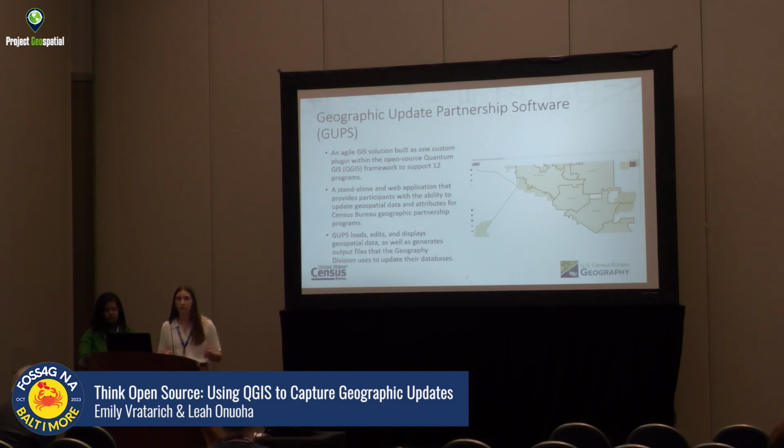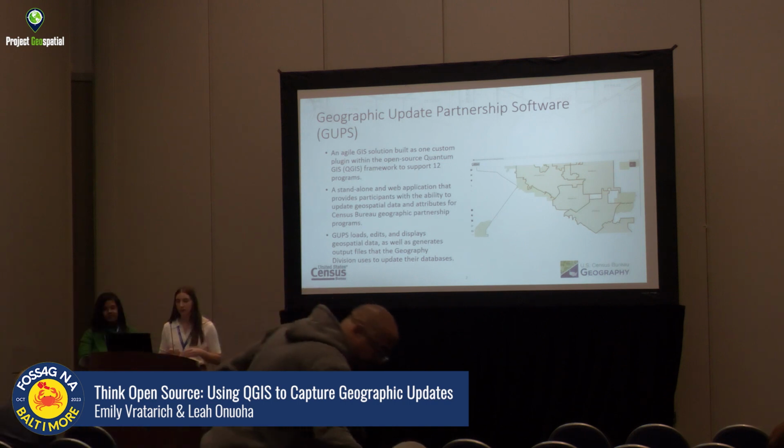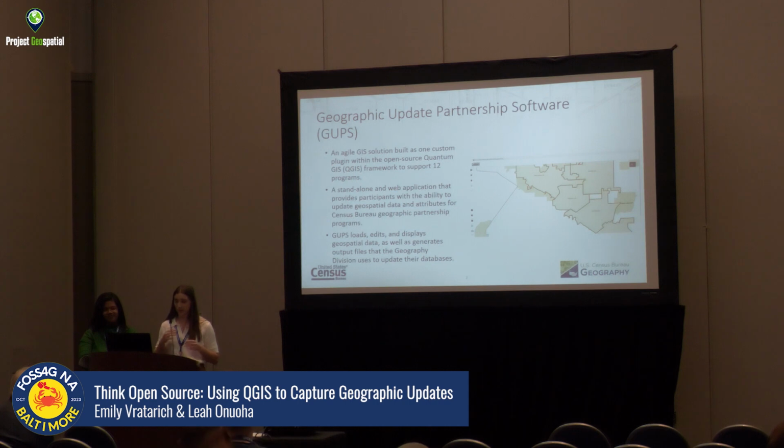So what does GUPS do? It loads, edits, and displays geospatial data, as well as generates output files that the Geography Division can use to update their databases. A little bit further into what it does, it allows users to update their addresses, address lists, features, and feature attributes, as well as our legal, statistical, and administrative boundaries.